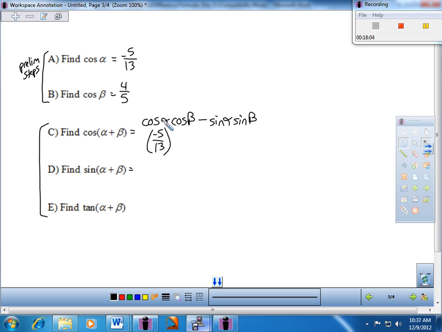Alpha is the input. When you take the cosine of alpha, that means you get the ratio itself, x to r. Same thing, everybody, cosine beta. We have this. We solved for it. It's positive 4/5. Perfect. Minus in between. And then do the same thing.